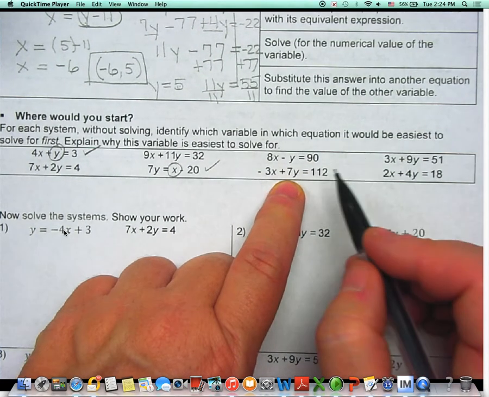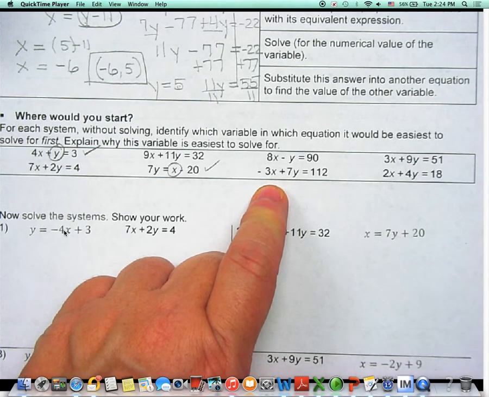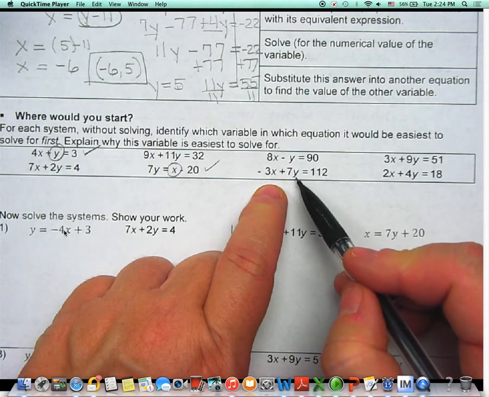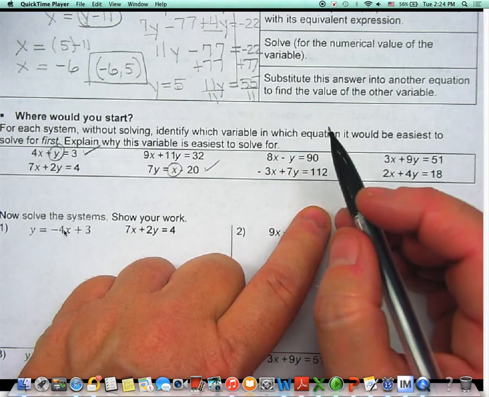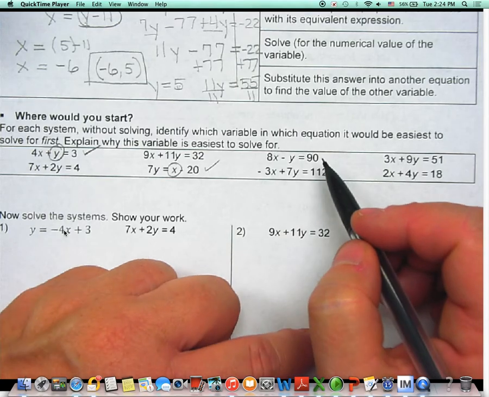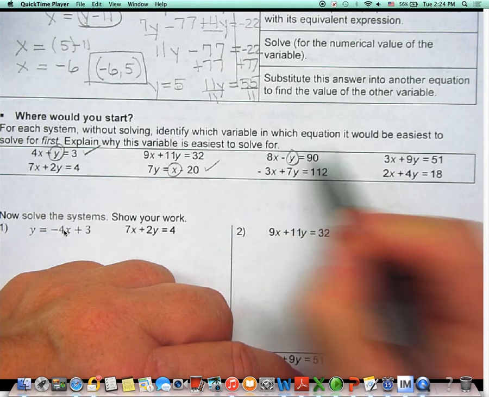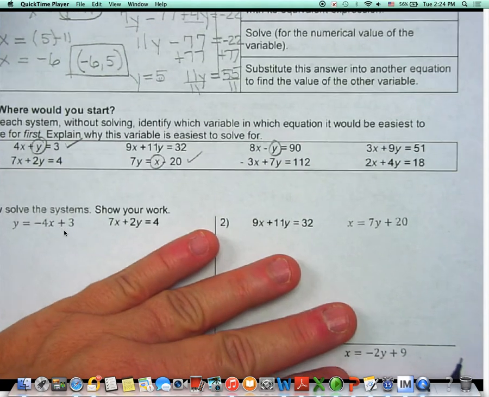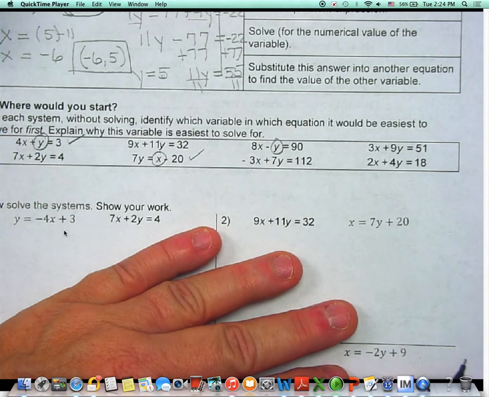Which one is easy? If we're going to solve for x or for y, which one would be easier to do that? The top one or the bottom? Because y is by itself. Y is by itself, so we would solve for y in that one. Good. It's not necessarily all by itself. It just didn't have a number in front of it, right?